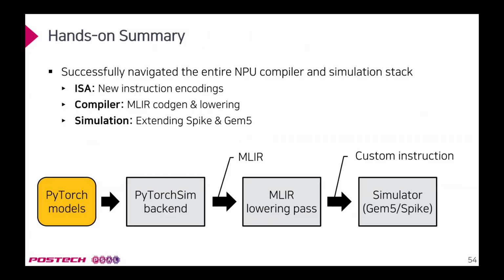So throughout this tutorial, we have successfully navigated the entire NPU compiler and simulation stack. We started by defining custom instruction encoding. Then we implemented MLIR code gen and lowering paths. Also, we extended Spike and Gem5 to model the functionality and timing of our hardware.